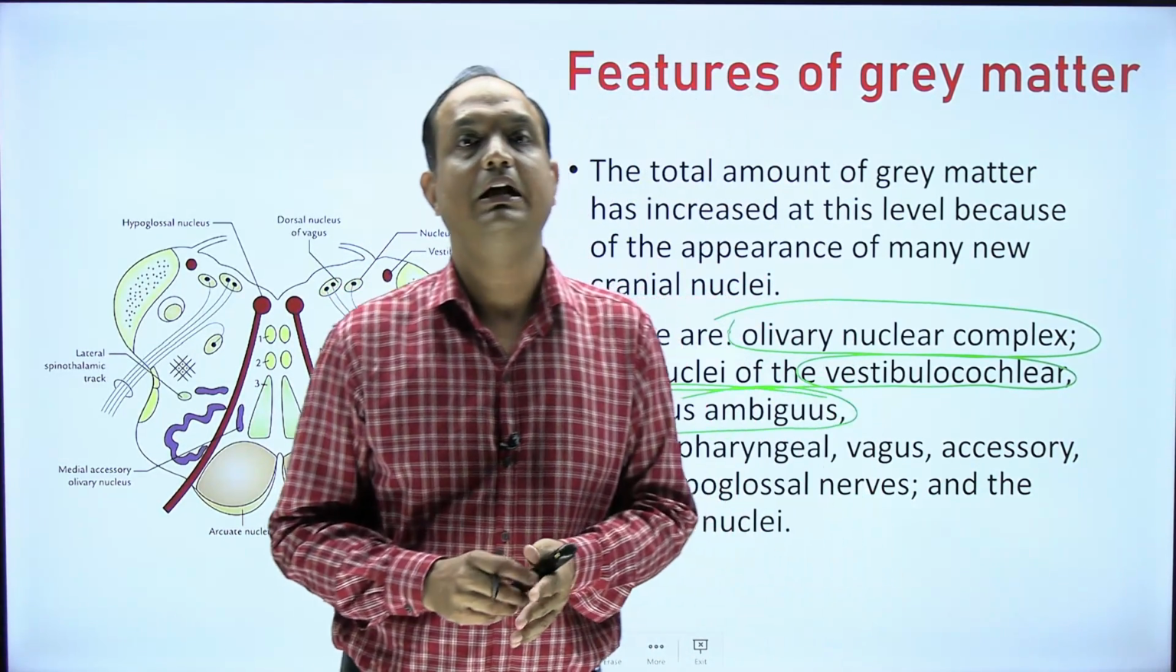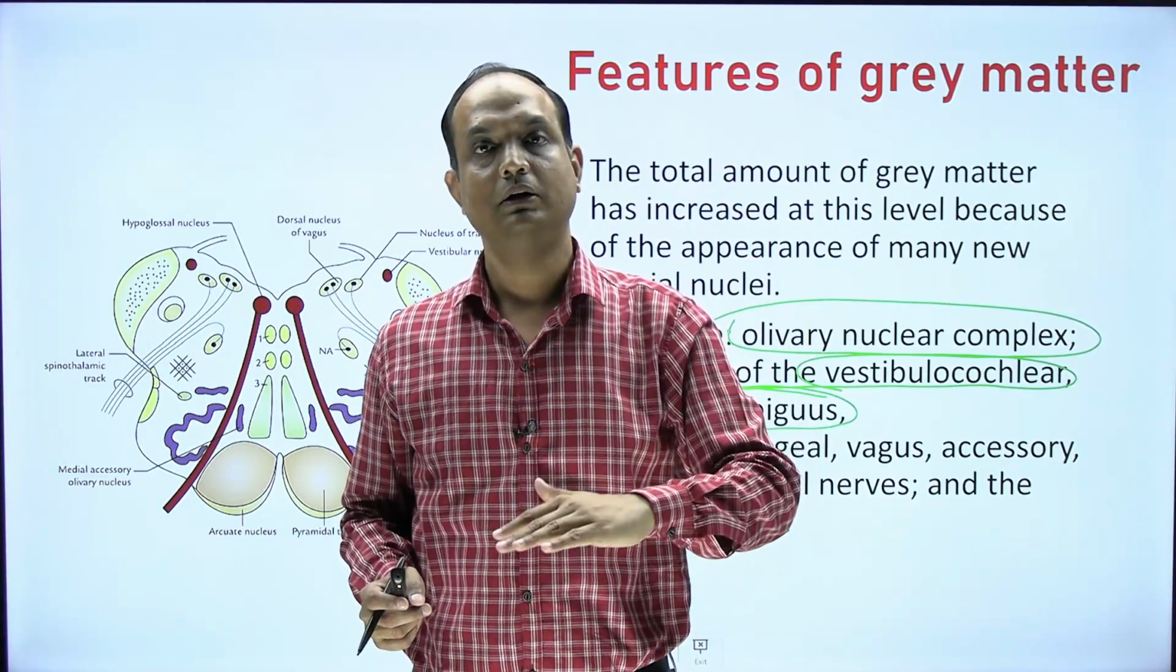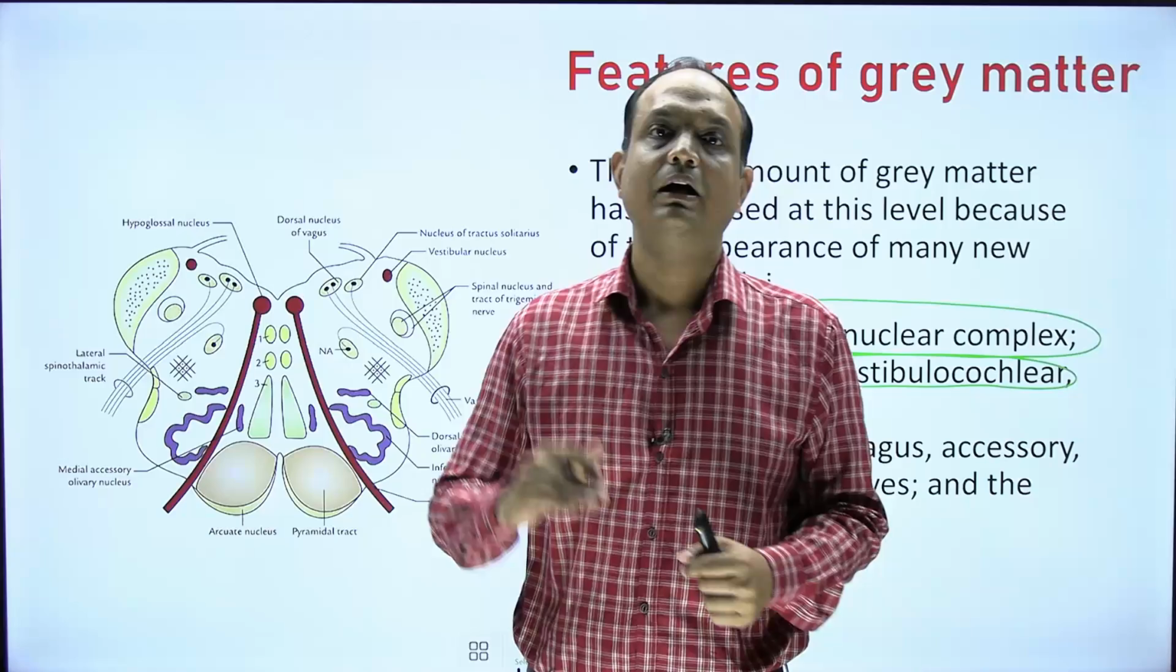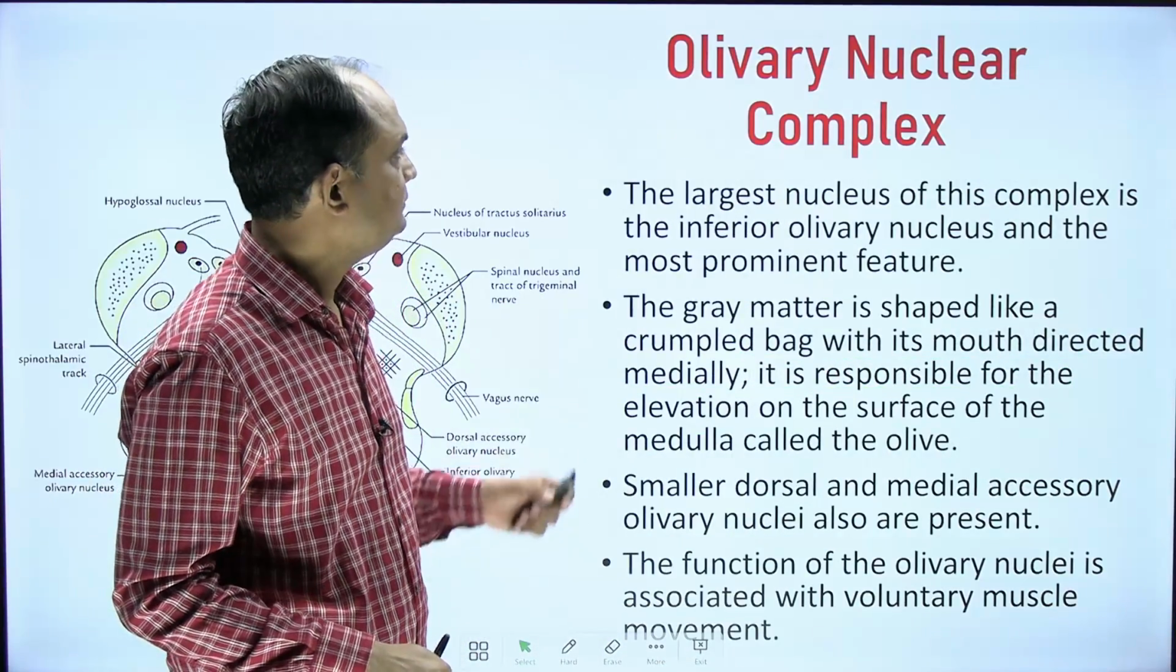So if somebody asks you that there are three levels of the medulla, upper, middle and lower, which part of the medulla is having the maximum amount of gray matter? The answer is at the level of olive or upper part of medulla.